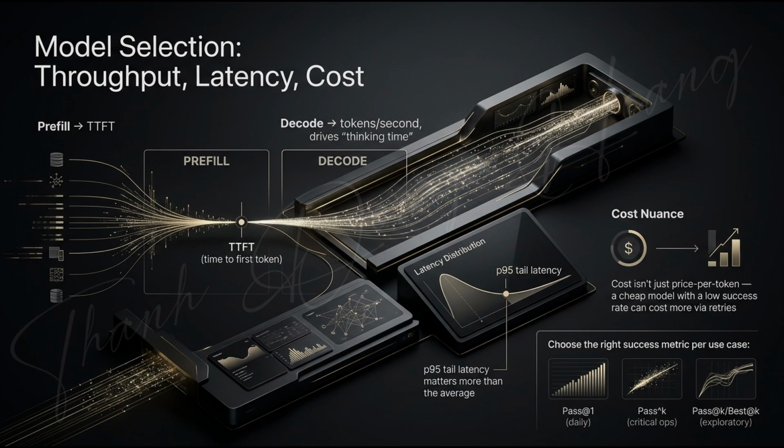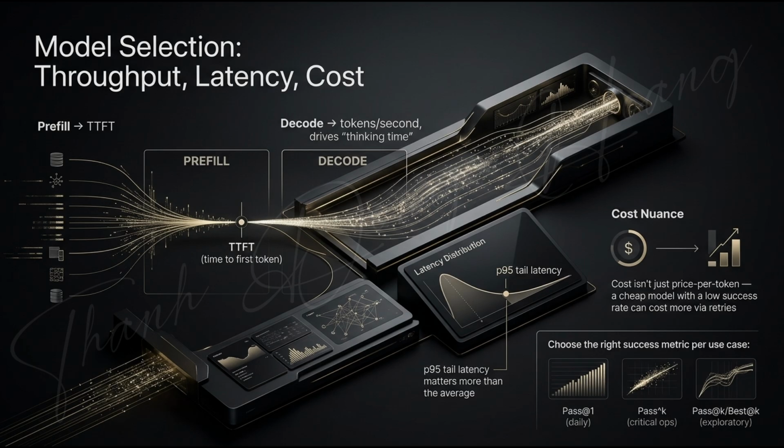Two numbers get conflated constantly: how quickly the first token of a response appears, and how fast tokens stream out after that. They come from two different stages of the underlying computation and two different bottlenecks, one dominated by processing the input, the other by generating output token by token. And don't just look at average latency. The 95th percentile matters more because that's what your unluckiest users actually experience, and averages can hide serious slowdowns affecting a minority.